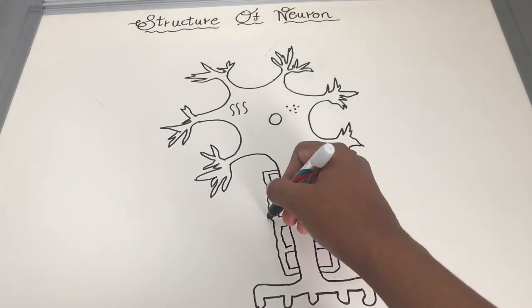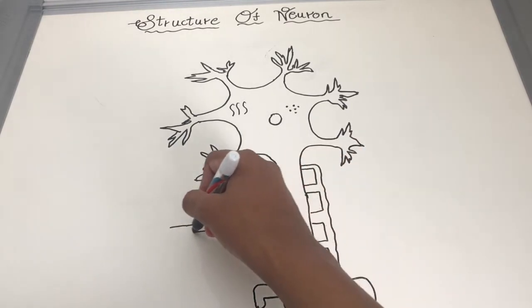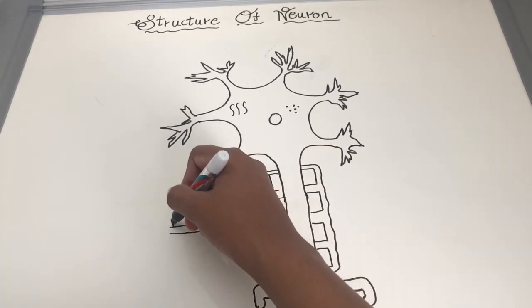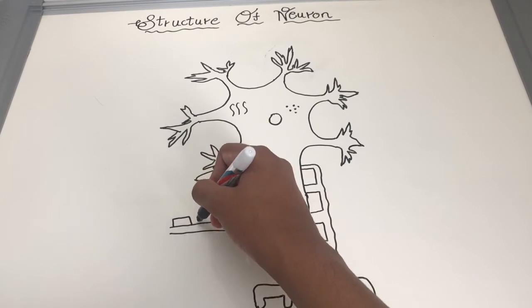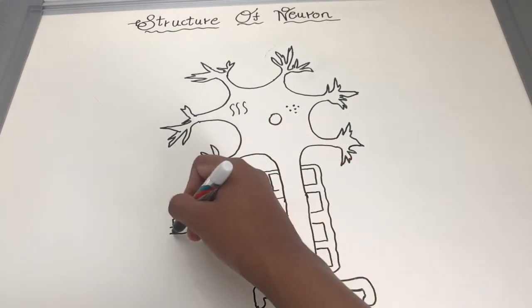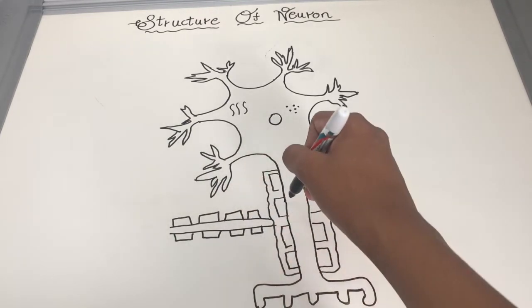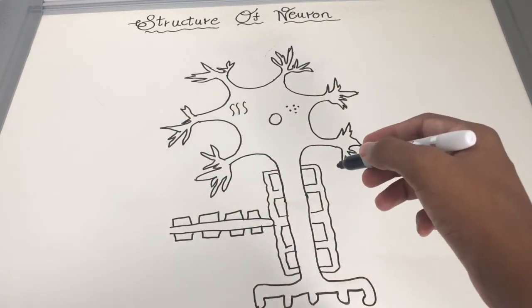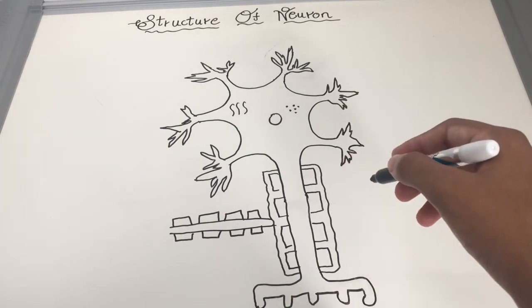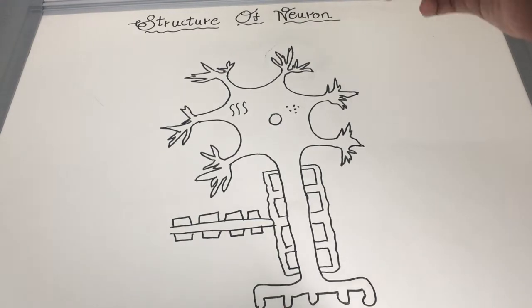From here we will draw one more line like this and like this, and we will also draw these rectangular blocks on this line. This is known as the collateral axon. It is a branched part of the axon, and now we can start labeling. So let's start labeling from the top.